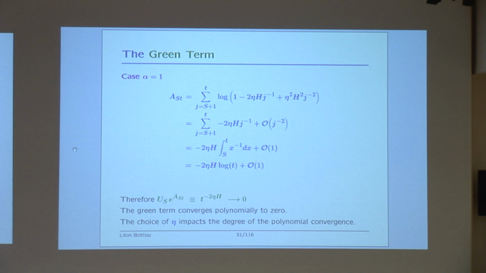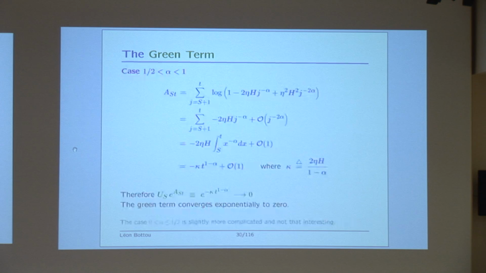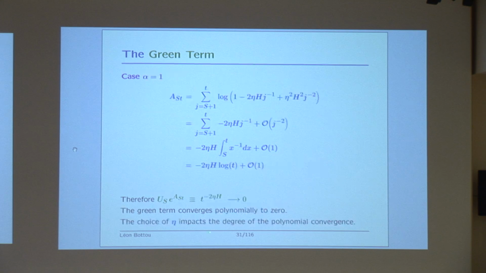I cannot use the 1 minus alpha. So when I do this, I get that I converge like t to the minus 2 eta h. So this time my green term is, here I had the green term that was exponentially to 0, not very fast because t to the 1 minus alpha, that's not that fast. But here is something that's slower. It's polynomial to 0, and the degree depends on the eta that's in the learning rate.